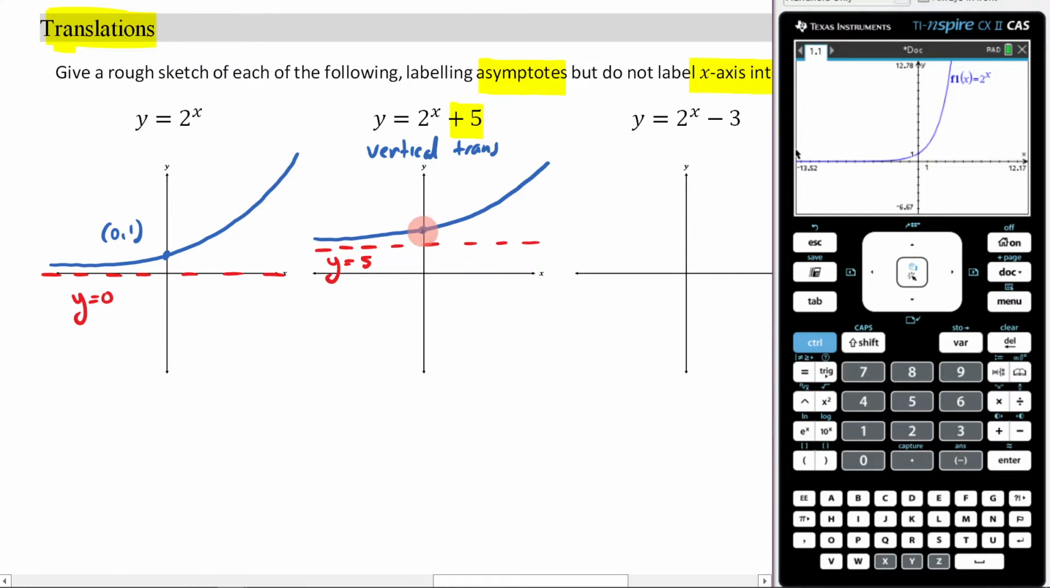What's my new y-axis intercept going to be? It's going to be (0, 6), because we're just taking this one and adding 5 to it. So it'll be (0, 6).